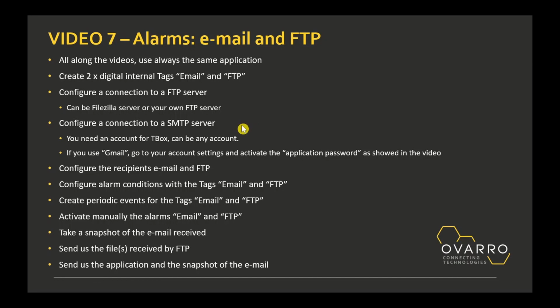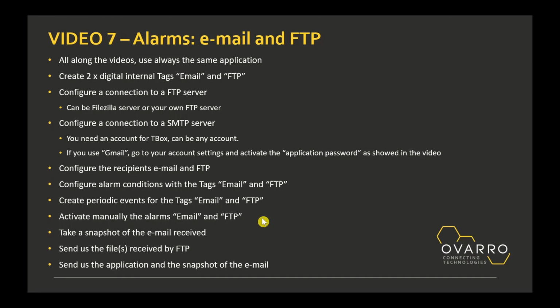Configure a connection to an SMTP server. For that, you need an email account. It can be any account. If it is a Gmail account, go to the settings and activate the application password. Configure the recipient's email and FTP. Configure the alarm conditions. Create periodic events associated to the tag email and FTP.